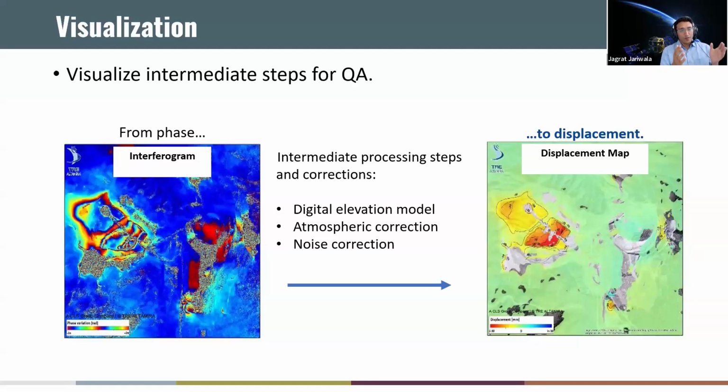Now, there are a lot of processes that go into converting the phase difference that we spoke about earlier, the interferograms, into displacement maps. And intermediate steps, plus what went into it, for example, the digital elevation model used in the interferometry, plus anything that talks about how good the data was and how things were processed, should be visualized and looked at in conjunction with the actual movement estimates.